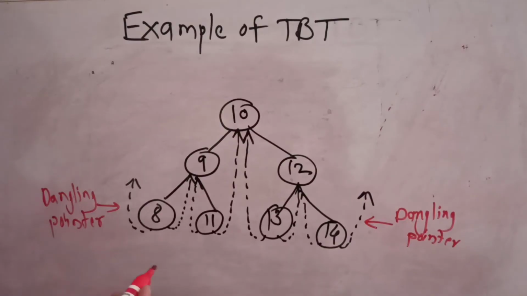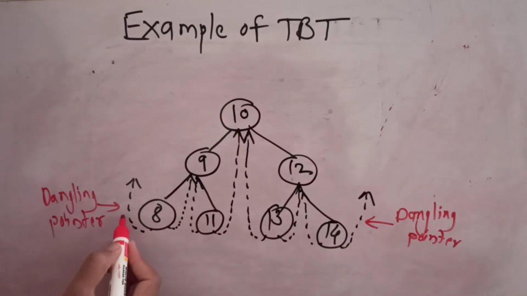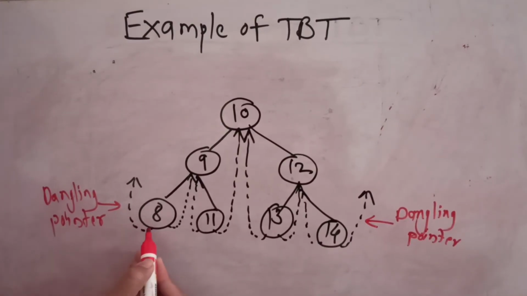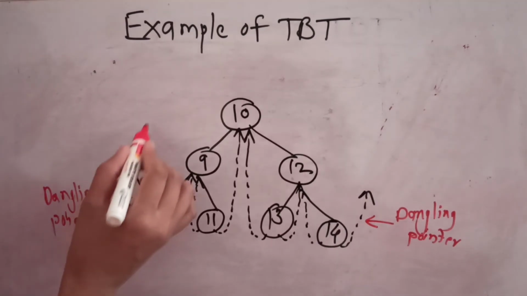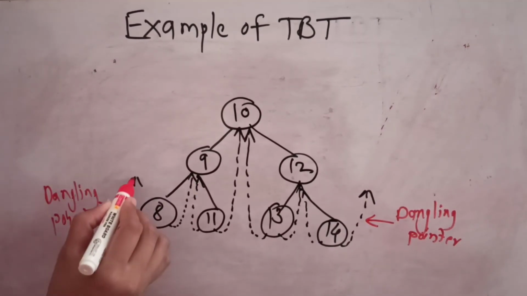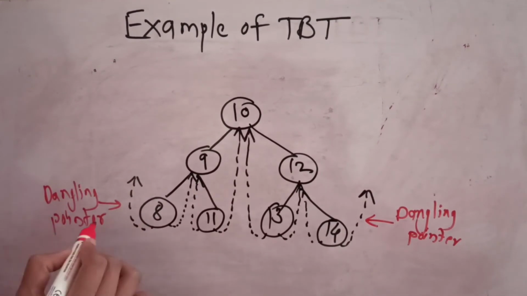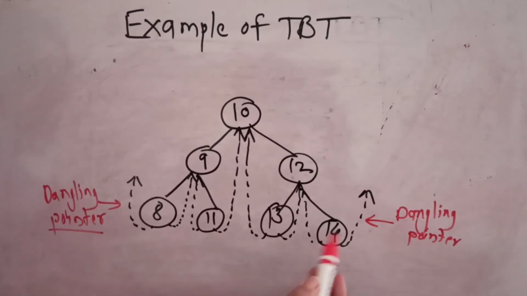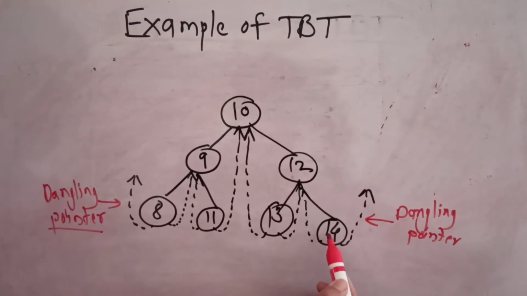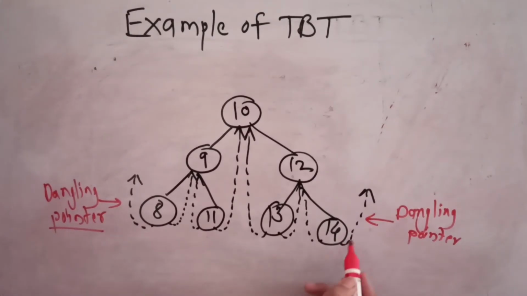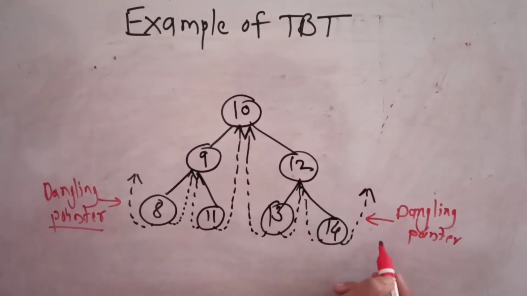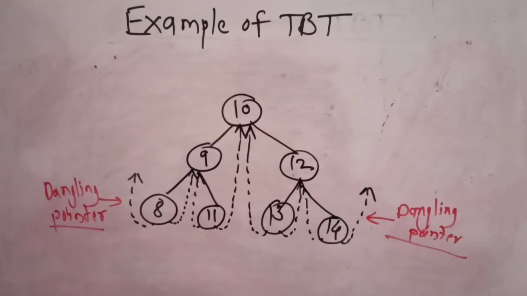As I told you, this 8 is the leftmost child, which is not having any predecessor element. So we have set this thread as a free thread, and we are calling it the dangling pointer. Same thing for the right side. This 14 is the rightmost child, which is not having any in order successor element. So we have set this free thread, and we are calling it the dangling pointer.